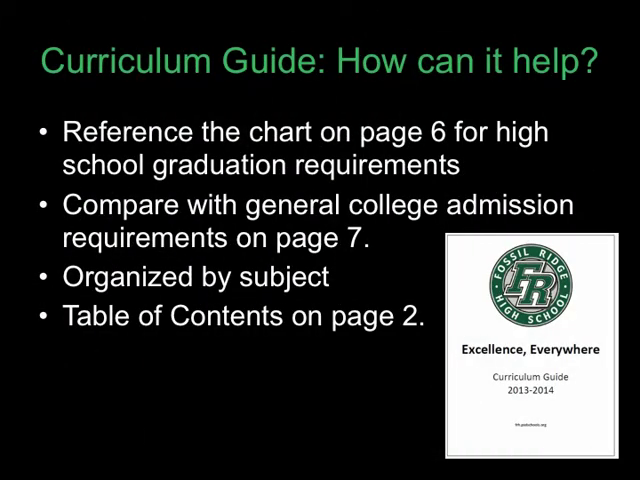Curriculum Guide, how can it help? Reference the chart on page 6 for high school graduation requirements. For 2015 and beyond, your requirements are in green. Compare those requirements with the general college admissions requirements on page 7. Classes are organized by subject area and the table of contents on page 2.